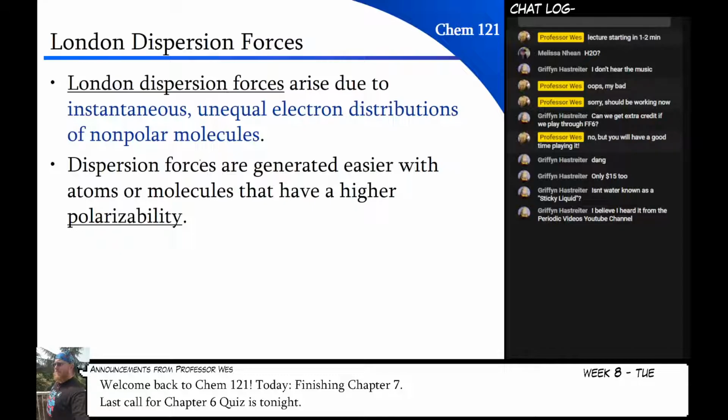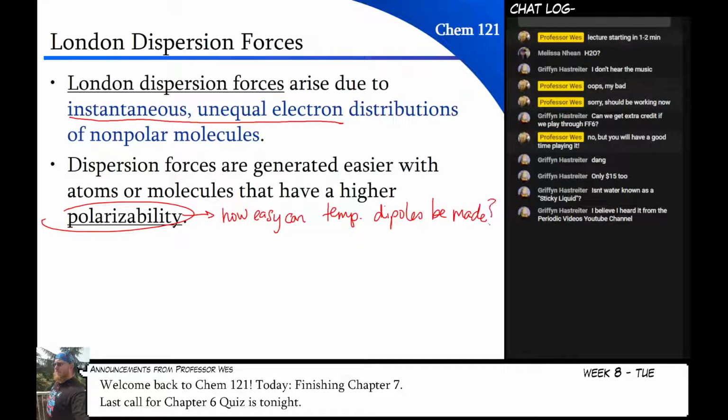Now, like we said, the definition of a London force is just, hey, my electrons are not distributed evenly, and that creates a temporary dipole. How do we make temporary dipoles more effectively? The property that we measure is called polarizability. This is just how easily temporary dipoles can be made. And the answer is, if it's very easy, then the molecule has a high polarizability.